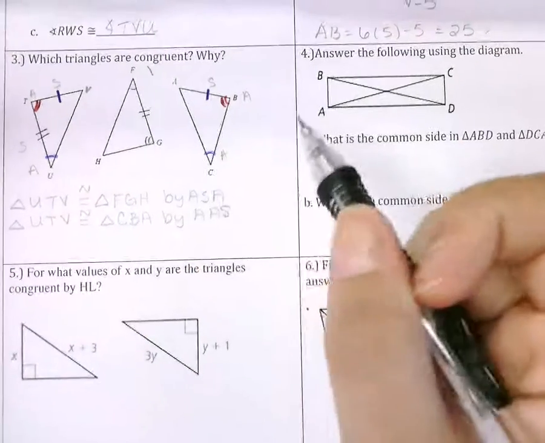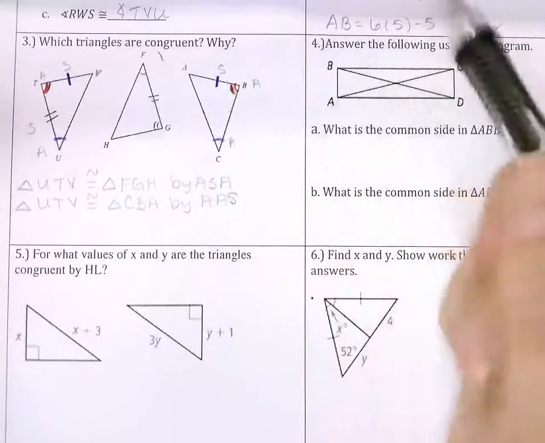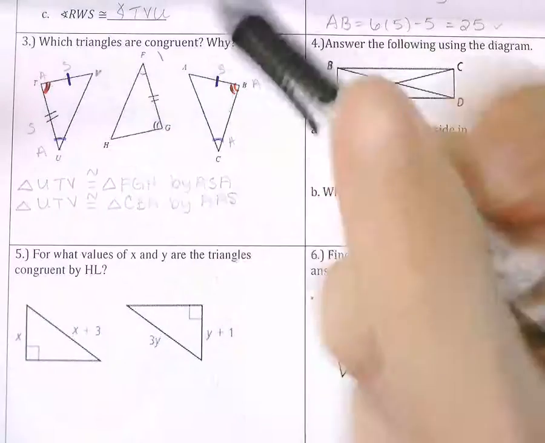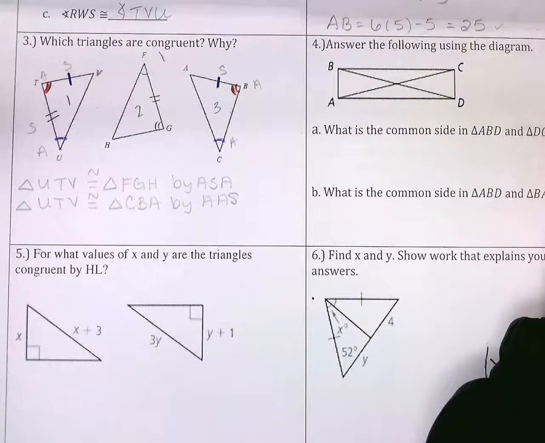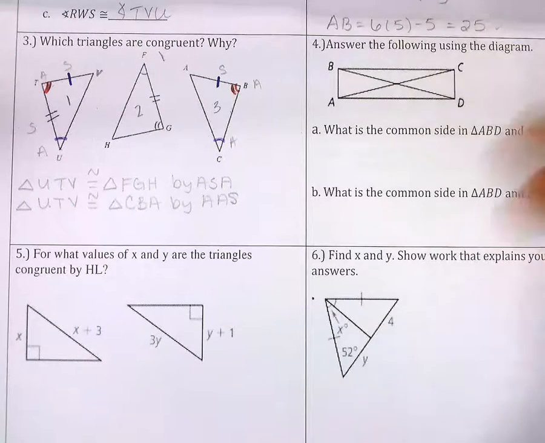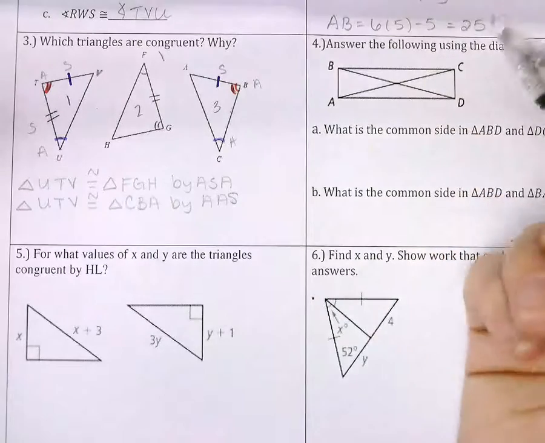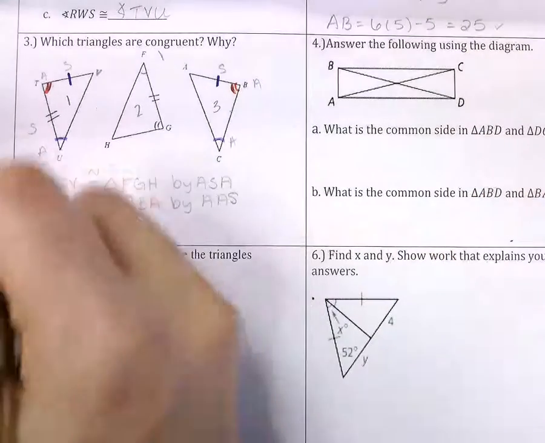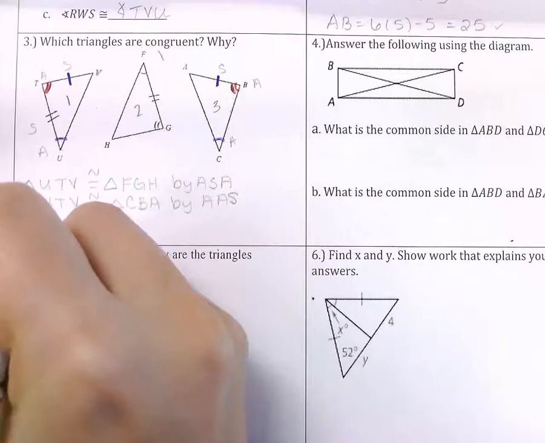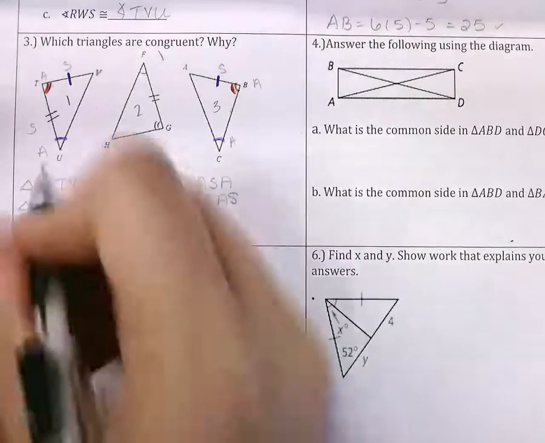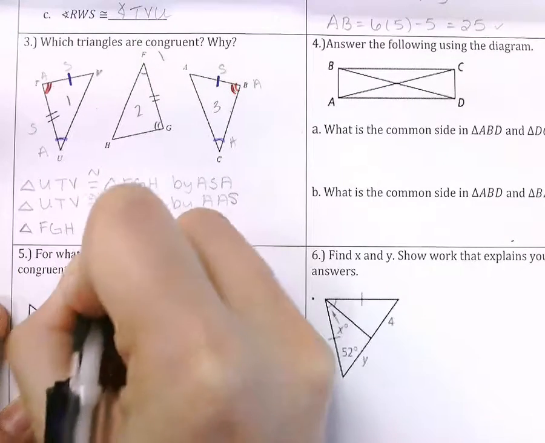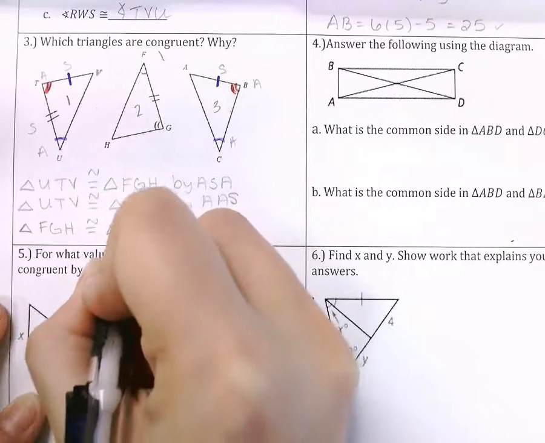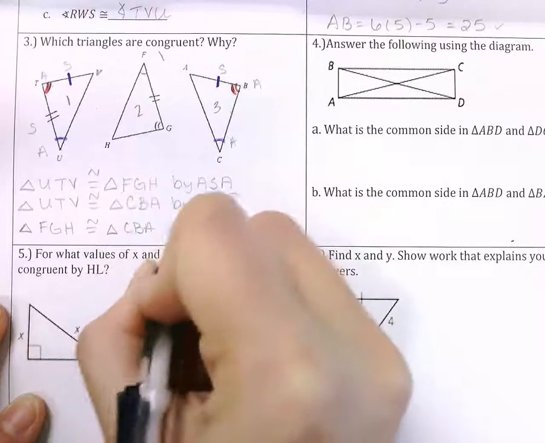So now, in theory, if triangle 1 is congruent to triangle 2, and triangle 3 is congruent to triangle 1, that's the transitive property. So which two are going to be congruent by the transitive property? 2 and 3. So triangle FGH is congruent to triangle CBA by the transitive property.